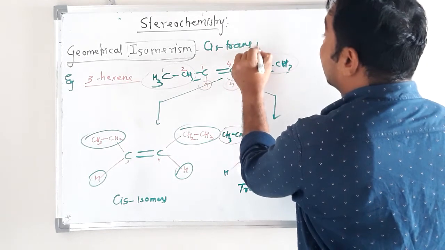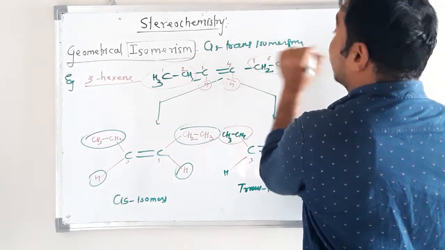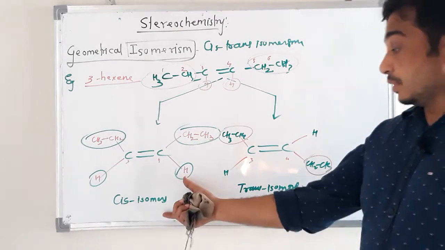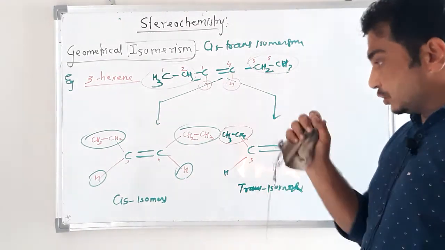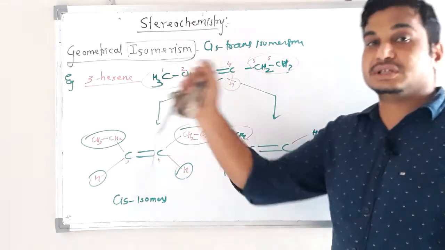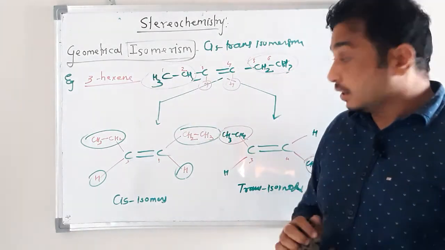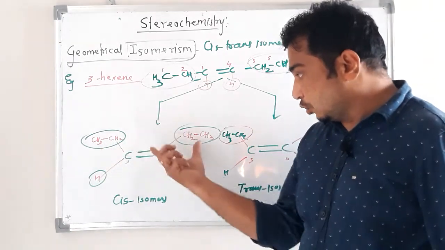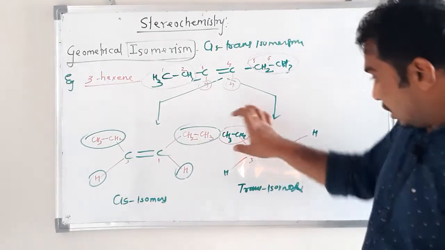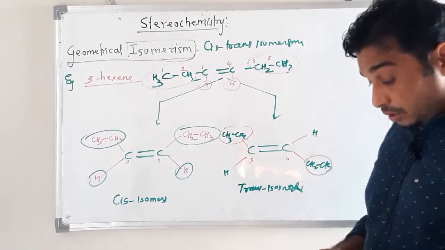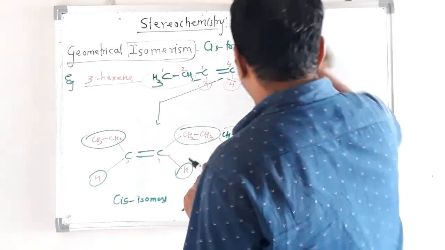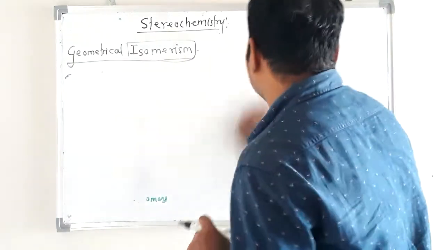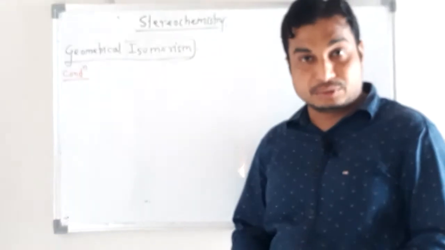Okay, so this is the cis form, this is trans. A very simple question can be asked: identify which is cis and which is trans. What is the condition? If identical groups are present on the same side, then cis; on the opposite side, trans. Very simple. Now one more thing: there are certain conditions for a compound to show geometrical isomers. Which compounds show geometrical isomers?